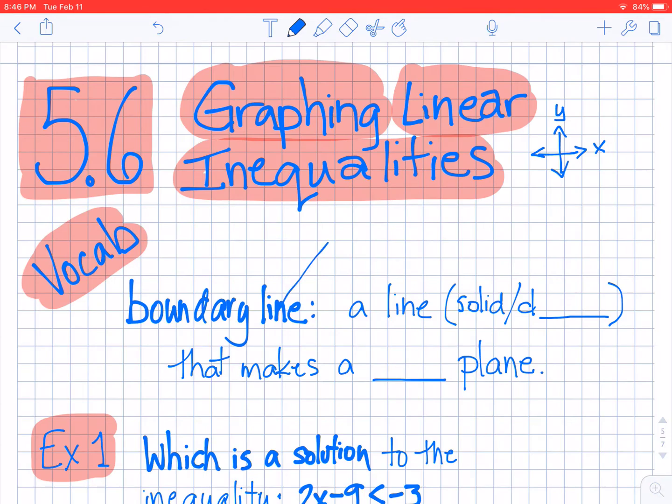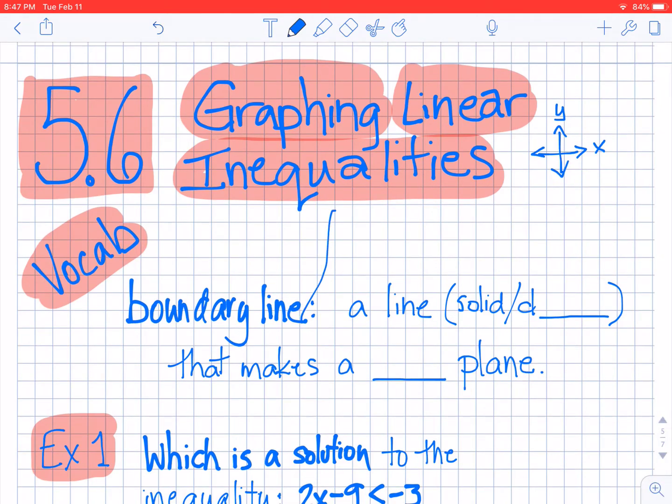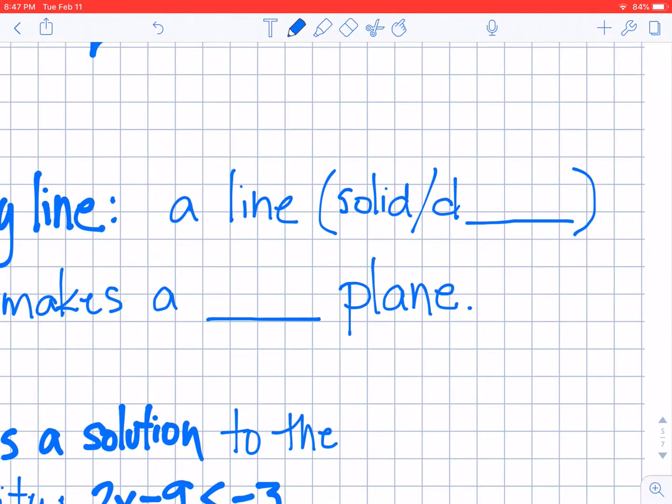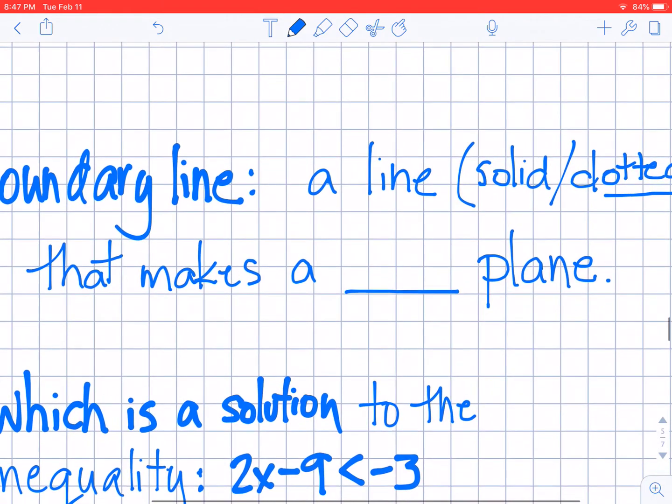First, a vocab word, boundary line. A boundary line is a line which is solid or dotted. Yes, today you'll have to be drawing dotted lines occasionally and reading dotted lines. That makes or creates what we call a half plane.